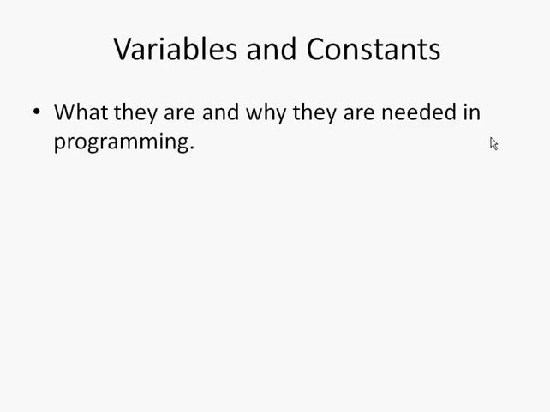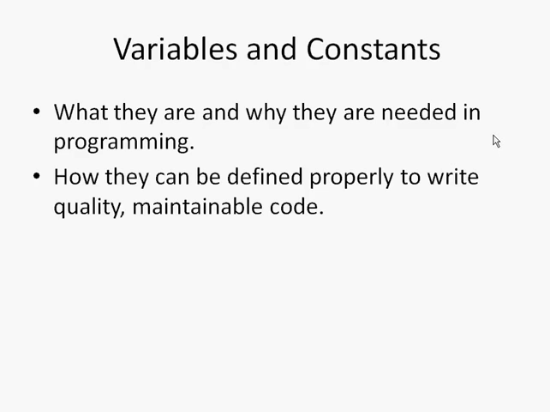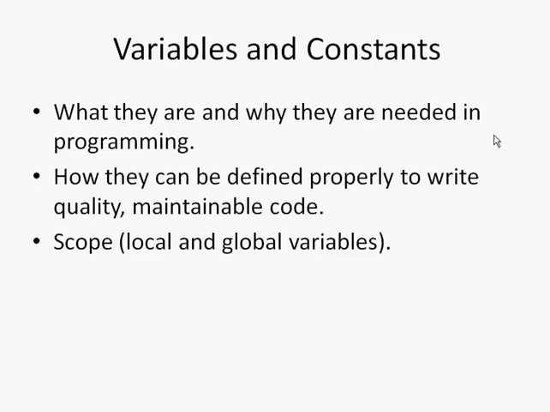If you're a little bit more involved in programming, then we'll start to talk a bit later on about how variables and constants can be defined properly to write quality, maintainable code. We'll also look at something called scope and local and global variables, and also something called initializing. But those last three bullet points are a little bit more advanced. If you're new to programming, the first bullet point will be the most important part.